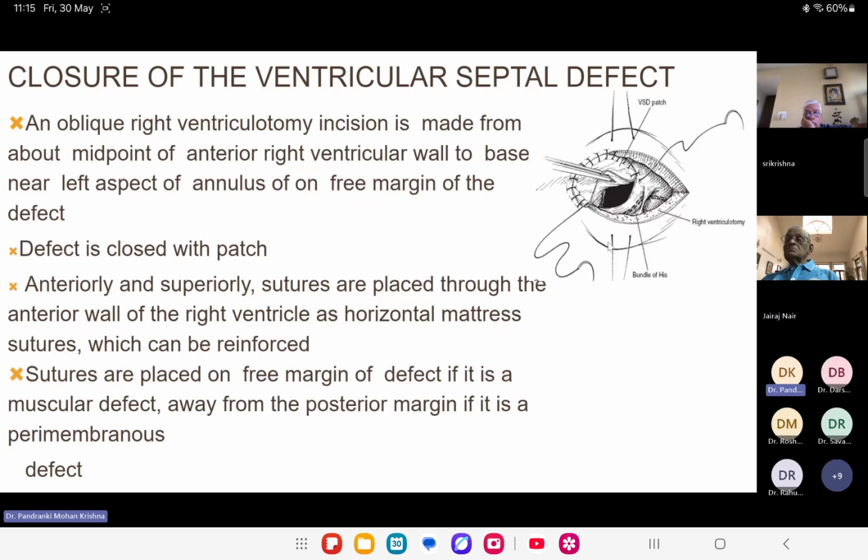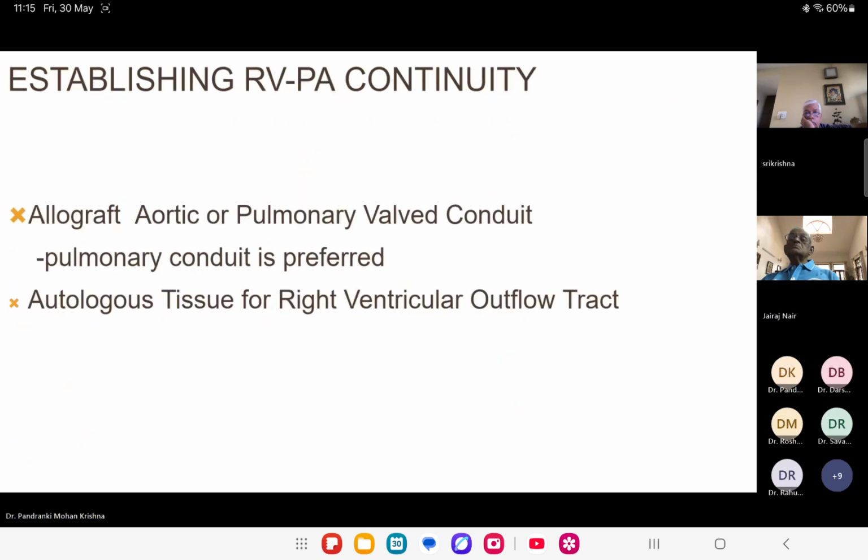Sutures are placed on the free margin of the defect if it is a muscular defect, away from the posterior margin if it is a perimembranous defect, usually the principles of VSD closure. Establishing the RV to PA conduit, usually an allograft, that is a homograft aortic or pulmonary valve conduit, or autologous tissue for the right ventricular outflow tract. So either we have to use a conduit or we can use autologous tissue.